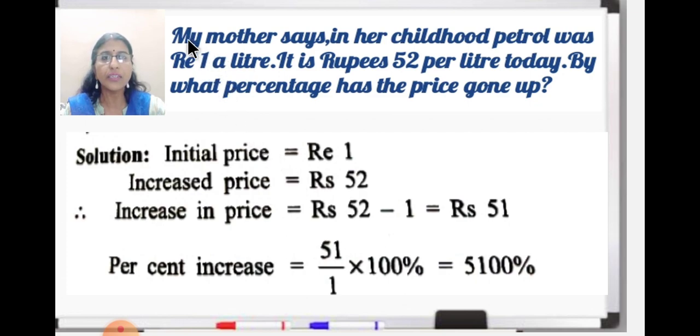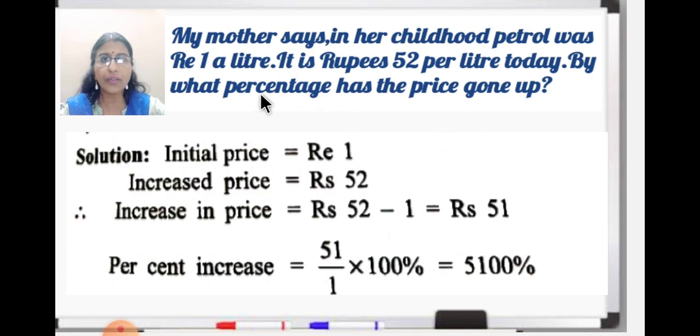So here you can see the initial price what mother told. Mother used to buy petrol in her childhood at rupee 1. So this will be the initial price. And then increased price is how much? It is rupees 52. Now what you have to do? You have to find out increase in price. So increase in price you have to subtract these two values. So rupees 52 minus 1. So you will get rupees 51.